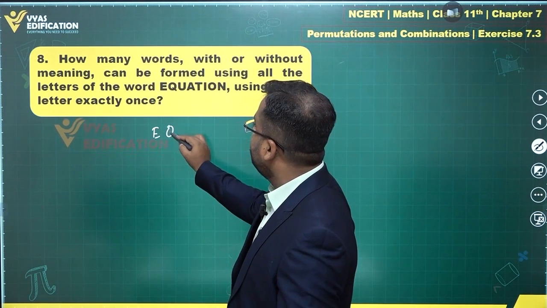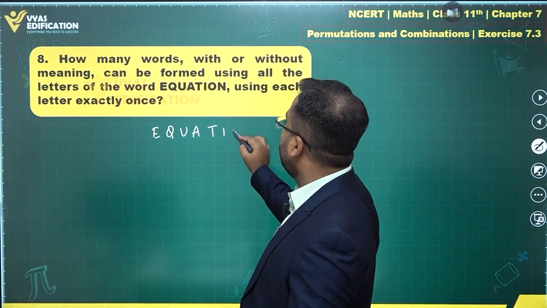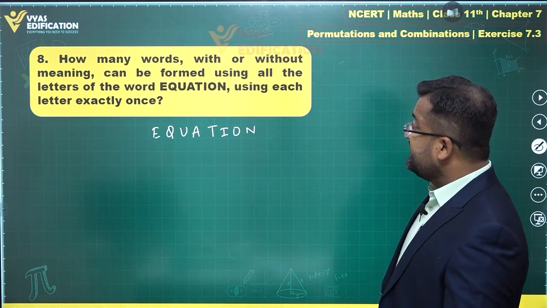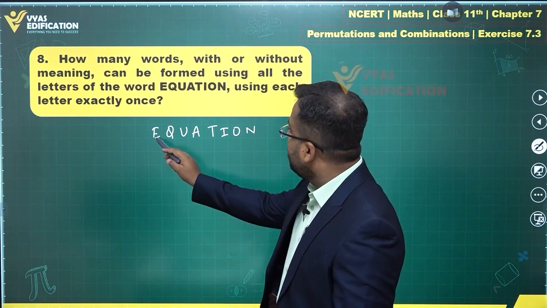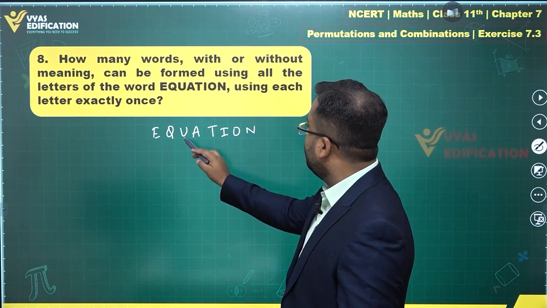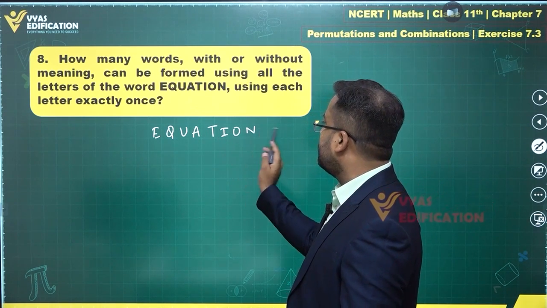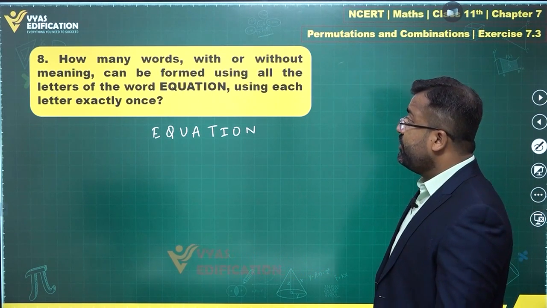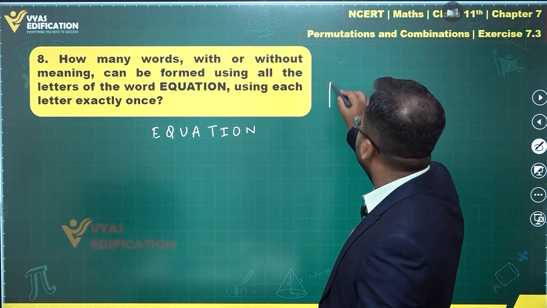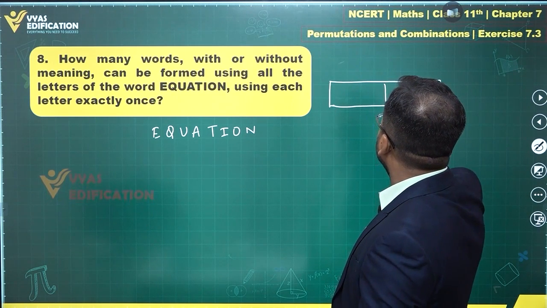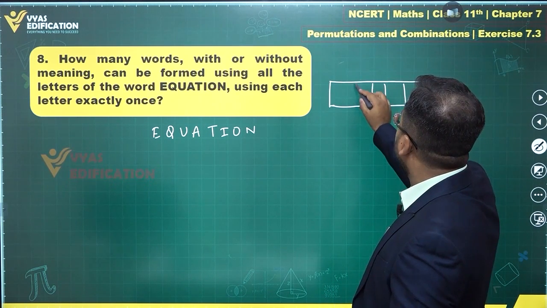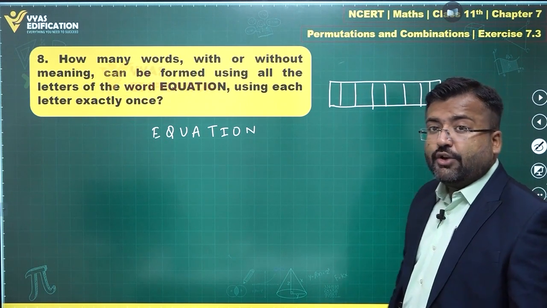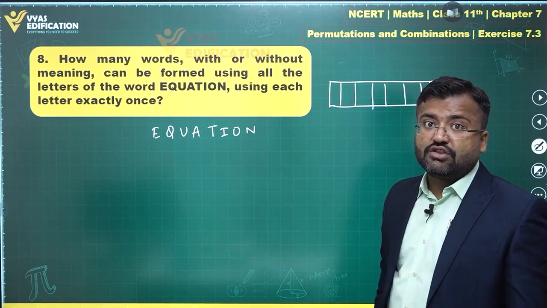So, EQUATION, E, Q, U, A, T, I, O, N, has how many letters? There are total 8 letters. Is there any repetition? Let's check that out. E is not repeated, Q is not repeated, U is not repeated, A is not repeated, T is also not repeated, I, O, N are also not repeated, right? So there is no repetition. And you have 8 possible boxes, 1, 2, 3, 4, 5, 6, 7 and 8, let's say. So in EQUATION, each alphabet has to be arranged in each box over here.